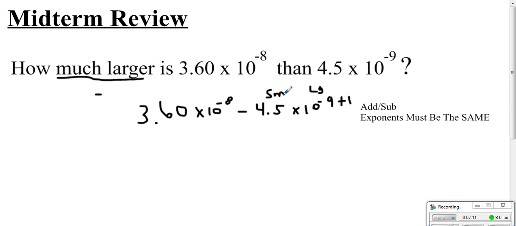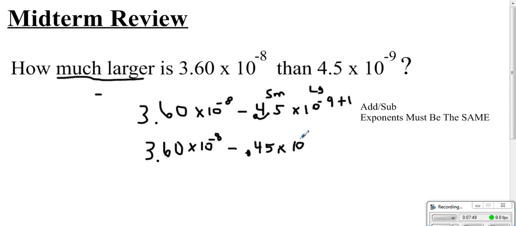Now, since I did that, this is what you have: 3.60 times 10 to the negative 8th, and it's minus. Since I made this larger, I have to make this smaller. That means I have to move this decimal one place to the left, making that smaller. It's 0.45 now. And now, instead of 10 to the negative 9th, you have 10 to the negative 8th.